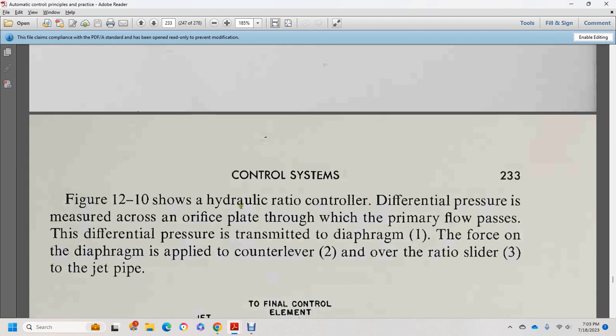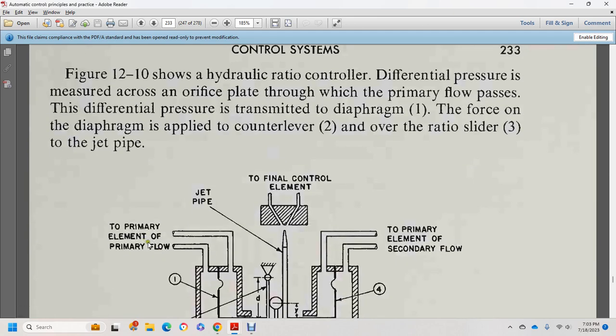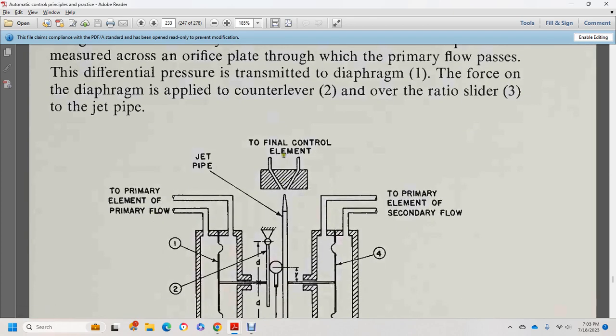Figure 12.10 shows the hydraulic ratio control. The differential pressure is measured across the orifice in the primary flow path by the differential pressure transmitter. The force of the diaphragm is applied with the counter lever, 2 over the ratio slider, 3 with the jet pipe. It also shows the primary element of the primary flow and the final element, the jet pipe, with the secondary flow.